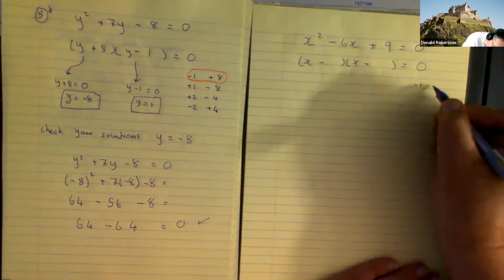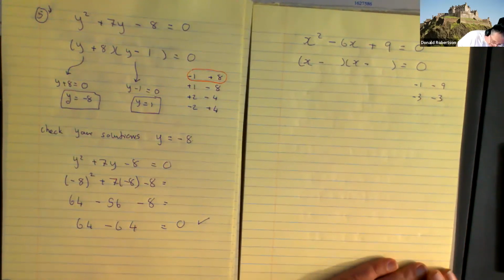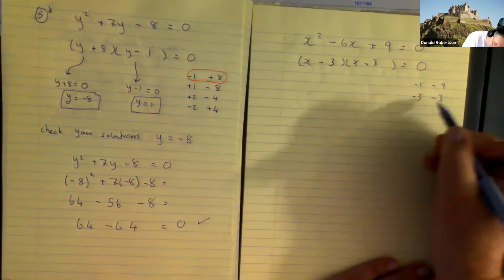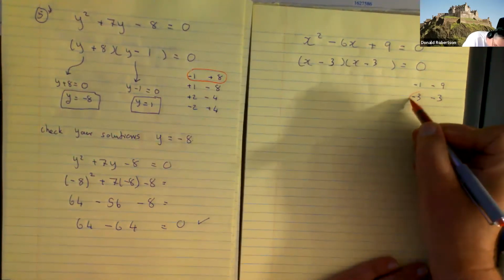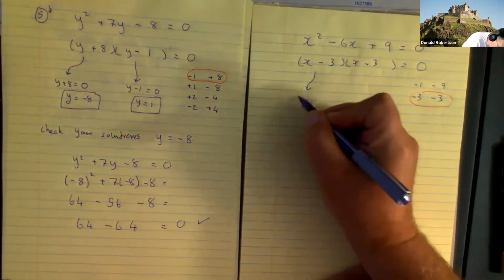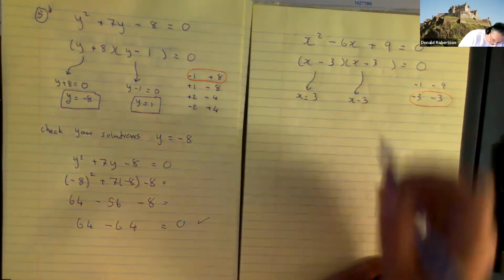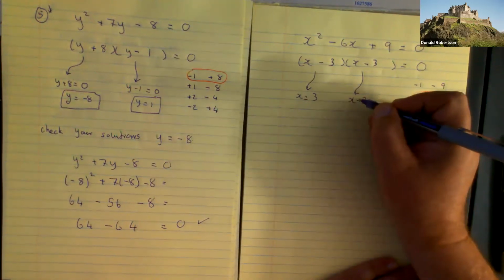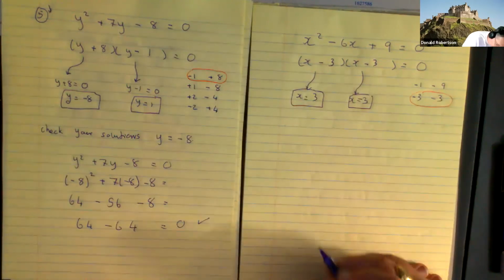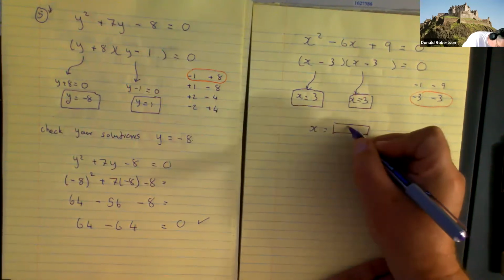So I'm looking at negative 1 and negative 9, and negative 3 and negative 3, right? That's the only two ways I can make 9 happen with whole numbers. And that's the one, that one here, that if you add them together, you get negative 6. Now, something kind of interesting happens here. Both of these factors, the same. Both of them have the same solution, x equals 3. So when you write down your solution, and you do it in your box, you just write 3.